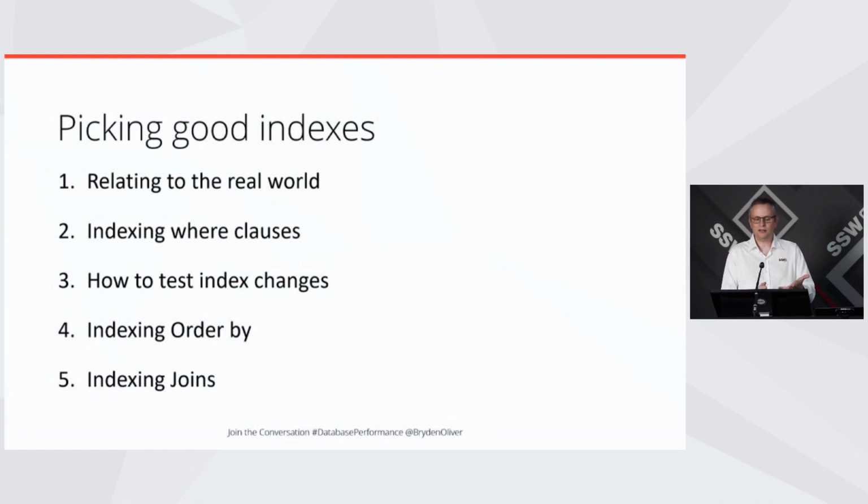So the thing with picking good indexes is the first step is being able to relate things to the real world, to visualize what an index looks like and how it works. The second thing we'll have a look at is how we index where clauses. So when you're trying to constrain your select query, how we can write indexes to improve that. And then we'll look at how we can test our index changes, because that's critically important. And then how we can index order by and then indexing joins in our queries.